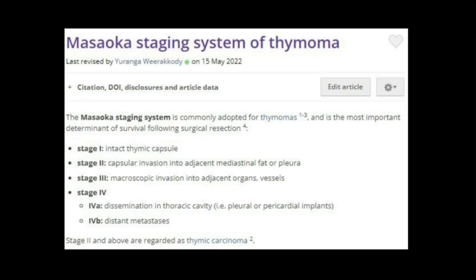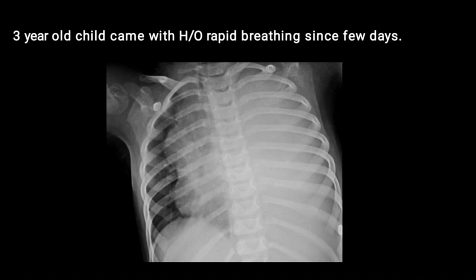So in thymoma, we have to know about the Masaoka staging. There are 4 stages. Stage 1 is intact thymic capsule. Stage 2 is capsular invasion into adjacent mediastinal fat or pleura. Stage 3 is macroscopic invasion into adjacent organs and vessels. Stage 4A and 4B are there. 4A is dissemination in the thoracic cavity, that is pleural or pericardial implants. 4B is distant metastasis.